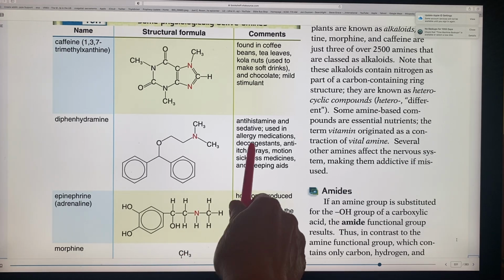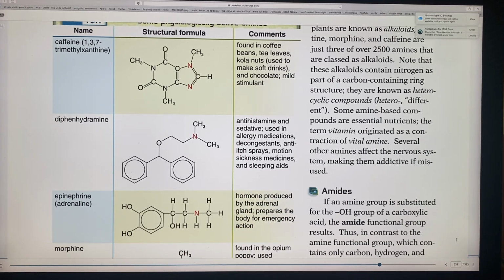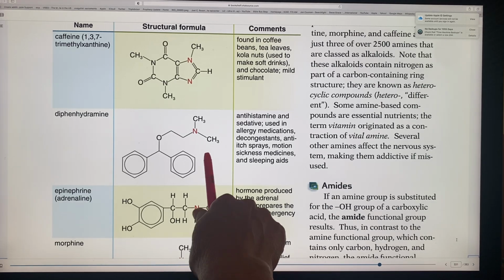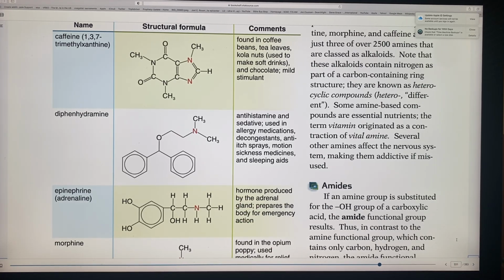But anyway, here we have an antihistamine, a sedative, diphenhydramine. It has the nitrogen in it. It's an amine, and it's used as a decongestant and also in itch sprays, motion sickness medicines, and sleeping aids.